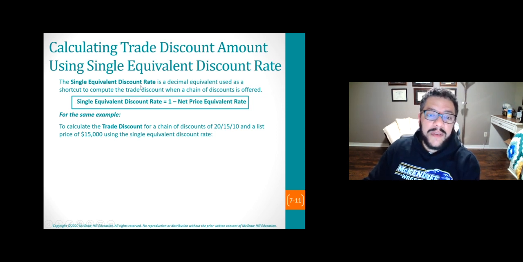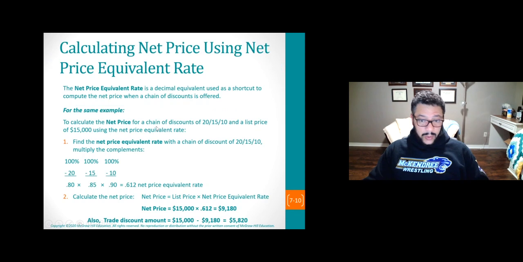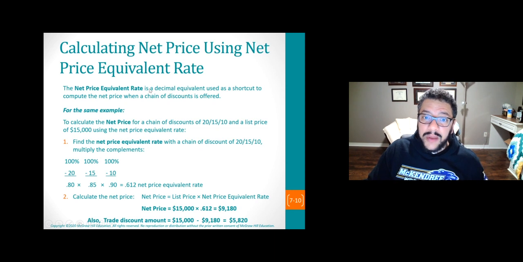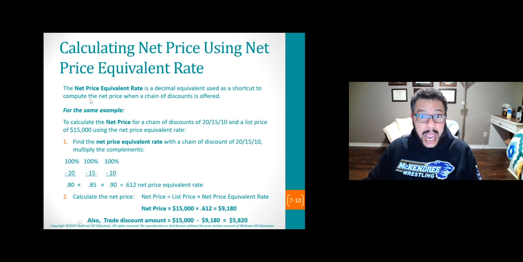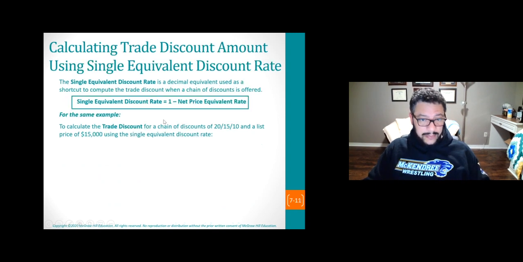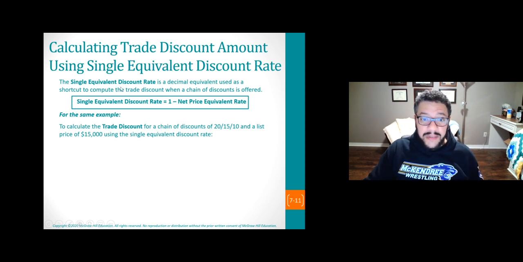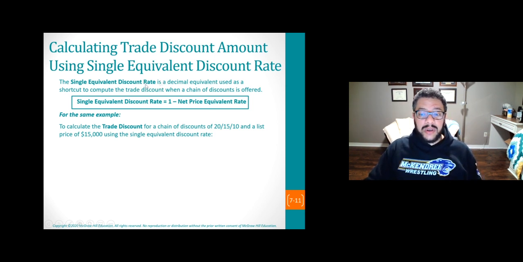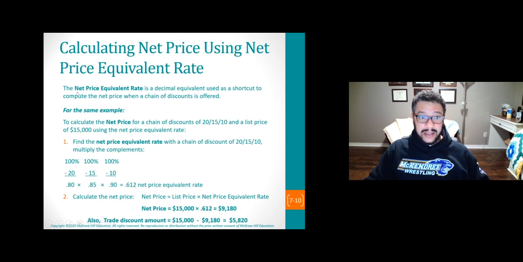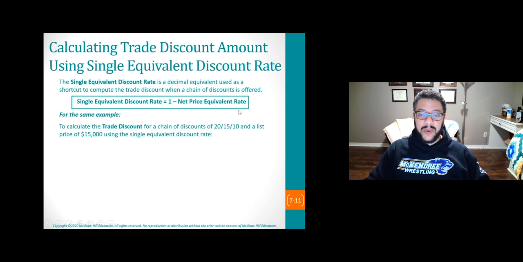All right, so the single equivalent discount rate. Here we were talking about the net price equivalent rate. This is the rate we use to figure out the net price. That's why they call it the net price equivalent rate. Well, here we have the single equivalent discount rate. So it's basically the single or the equivalent discount rate, right? So this is the discount rate. Here we're trying to figure out what the discount rate is, right? Not what the net price rate is. We're trying to figure out what the discount rate is.